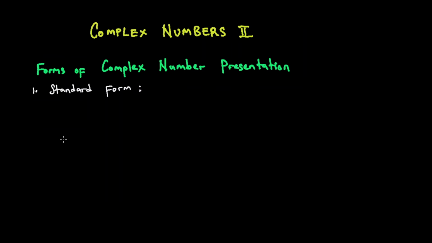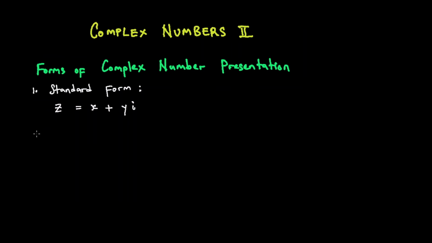When we say standard form, this is the most widely used form in complex analysis. What is the standard form? The complex number z is equal to x plus yi, where we know that x is the real number, yi is the imaginary number, and z is the complex number. So this is called the standard form, the most used form.